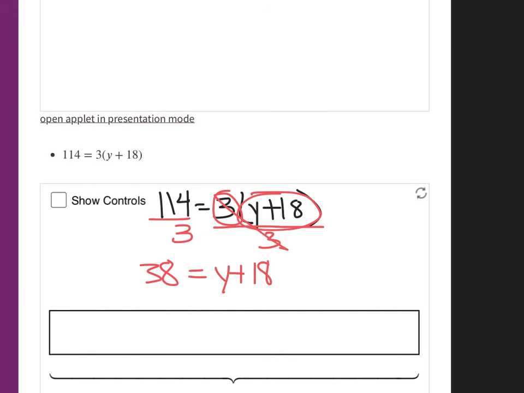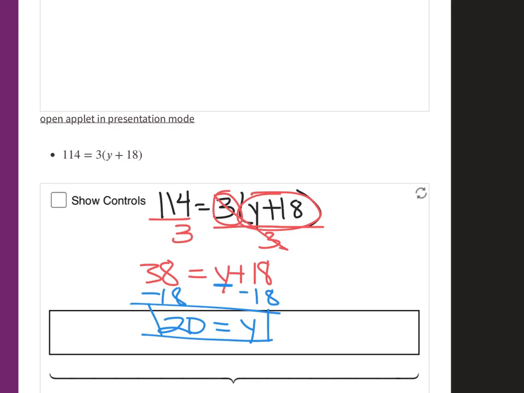Okay? So now we need to get rid of the plus 18. So here's the y. So we first get rid of the plus 18 by minusing 18 because we do the opposite or the inverse. So 38 minus 18 is 20. So y equals 20. Okay, so there you have it.